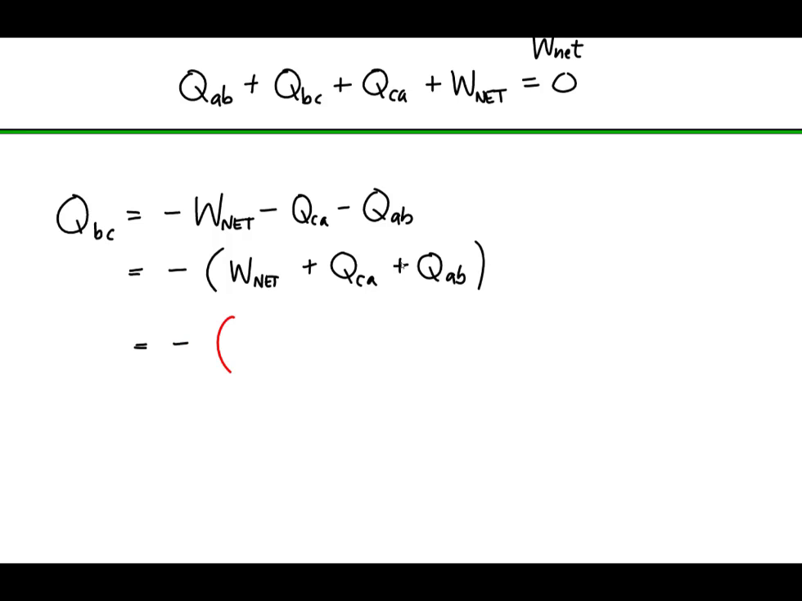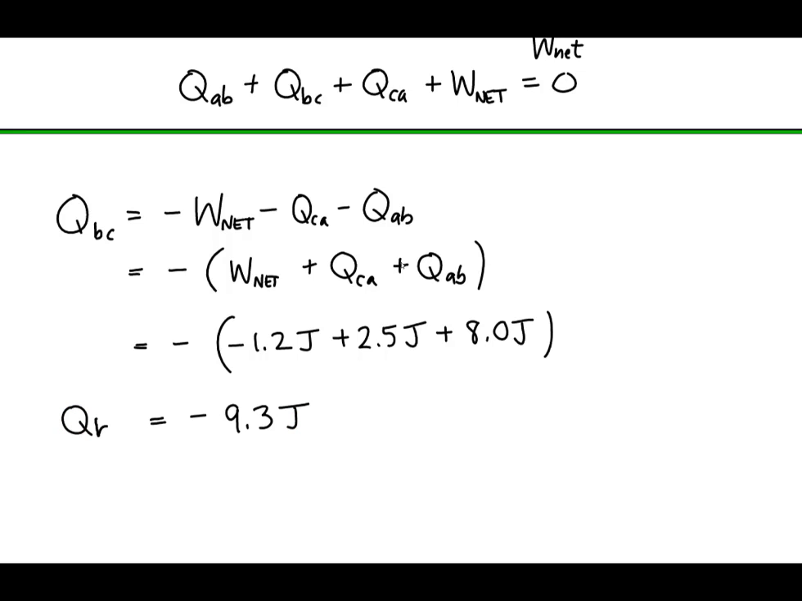Now that we have taken this as far as we can possibly go algebraically, let's plug in numbers. Putting this into my calculator, I get that 9.3 joules of heat was transferred away from the gas when it was compressed between states B and C.